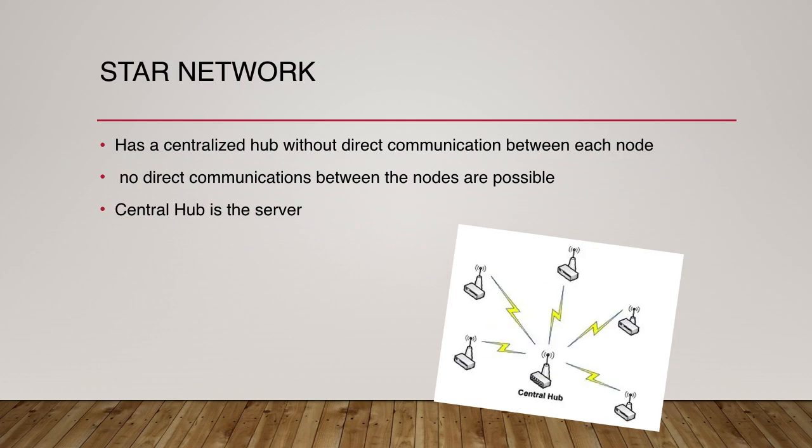The next one is star networking. A star network has a centralized hub without direct communication between each node, as you can see in the picture that I provided. The central hub reaches out to the nodes, but there is no direct communication between the nodes themselves, and the central hub serves as the server.